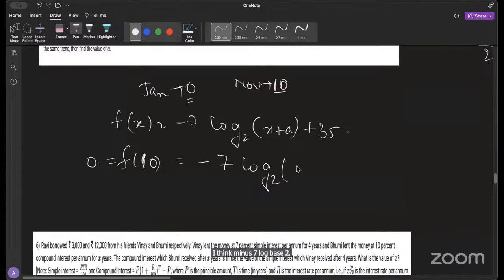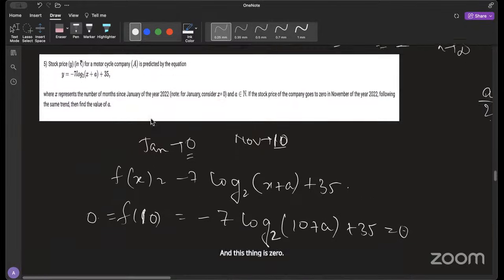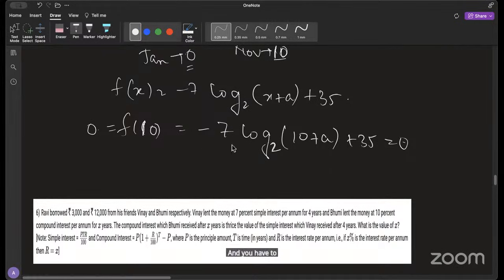Now, if you put x equals 10, you will have log base 2 of (10 plus a), minus 5, and this thing is 0. And you have to find the value of a. So from here, you will have log base 2 of (10 plus a) equals plus 5.